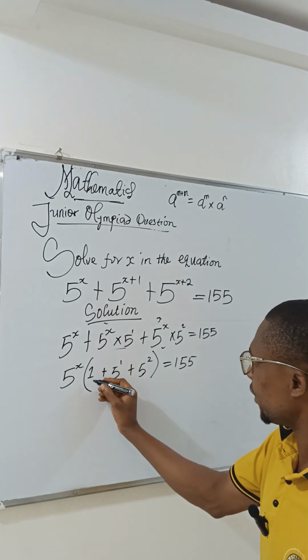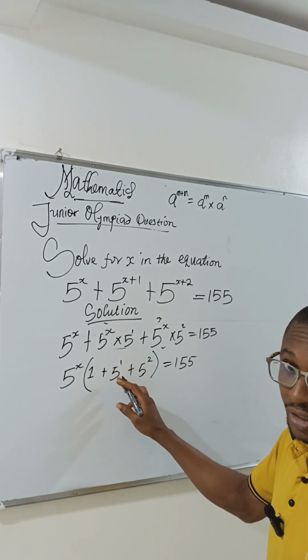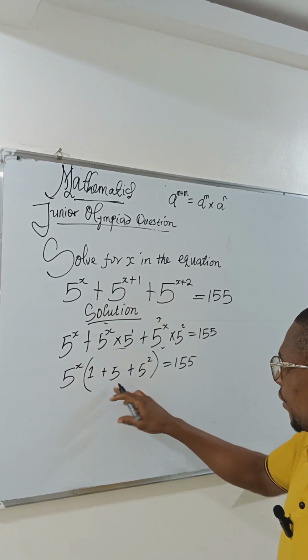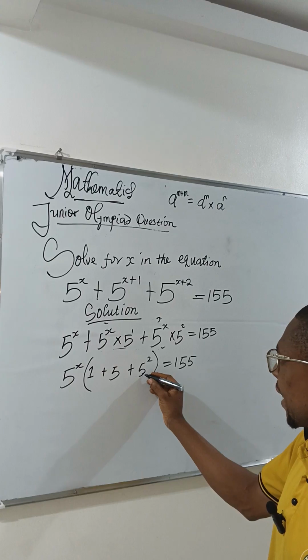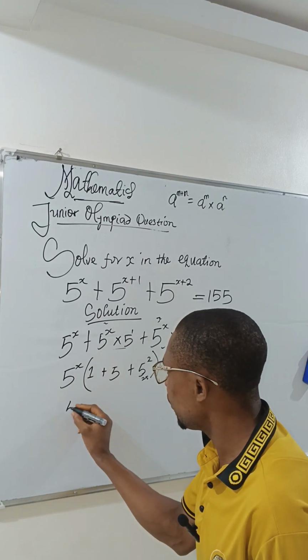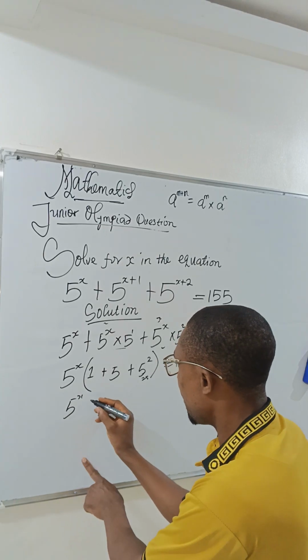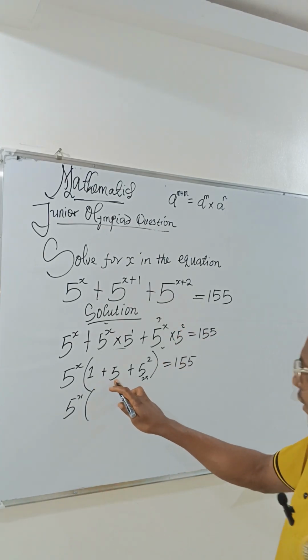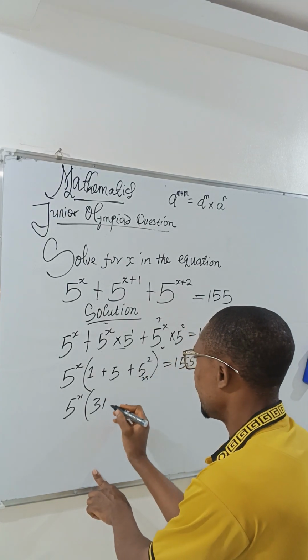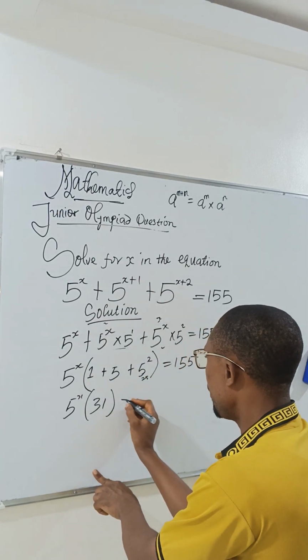Very good. Now we look into the bracket and do the addition. Remember that here is 1, here is 5, because anything raised to power 1 is the number itself. So this is 5, and this is 5 times 5, which is 25. If I add it together, I have 1 plus 5 is 6, and 6 plus 25 is 31.